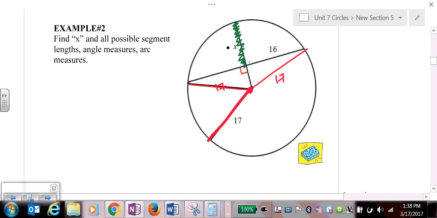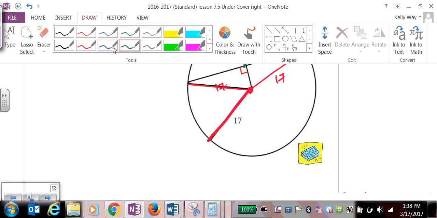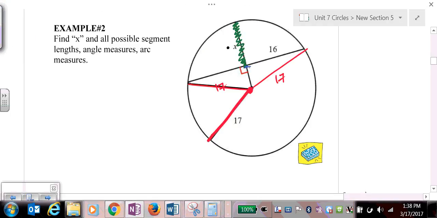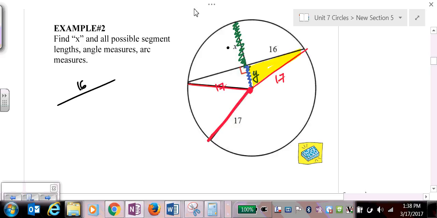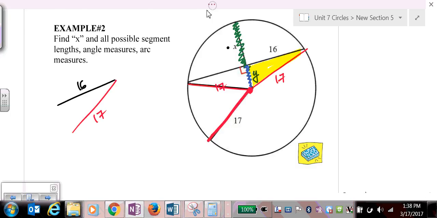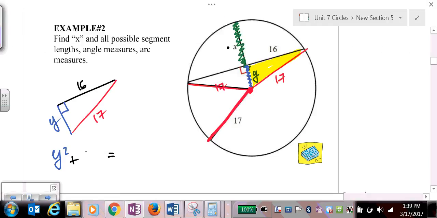Okay? I want you to find everything possible, so let's start with this right triangle. I'd like you to, right here, squiggle this, call it Y. Now do you have a right triangle? Okay, let's pull it out. Solve for Y, round to the tens place, go.